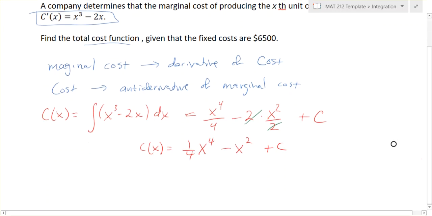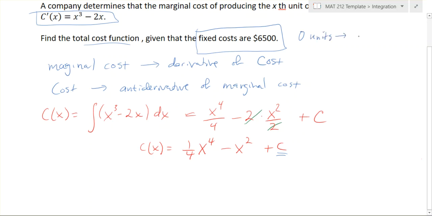Now, if we're talking about a cost function, what would this c represent? Okay. Well, notice we're given the fixed cost is $6,500. Okay. What that means is this whole enterprise here is going to cost me this much money before I produce anything, okay? So if I produce 0 units, the cost is going to be $6,500. And then the cost will go up from $6,500 depending on how many units I produce, okay? So if the fixed cost is $6,500, that means that C of 0 is $6,500. Okay, that's my fixed cost, that's my cost that has nothing to do with how many units I'm producing.